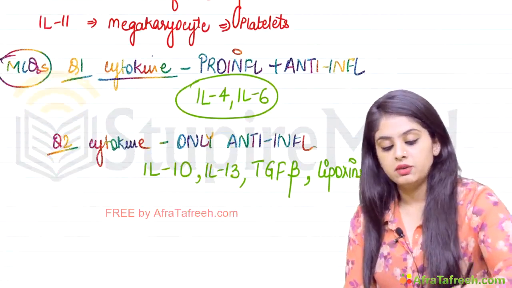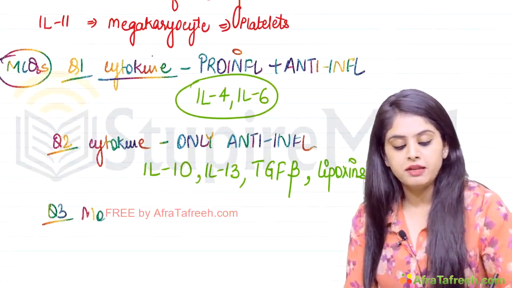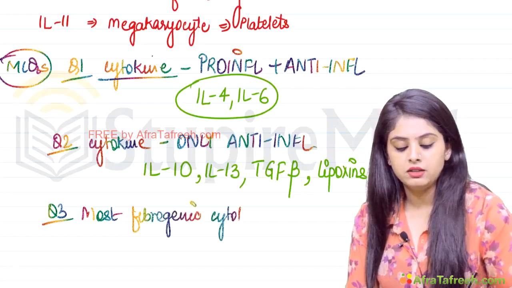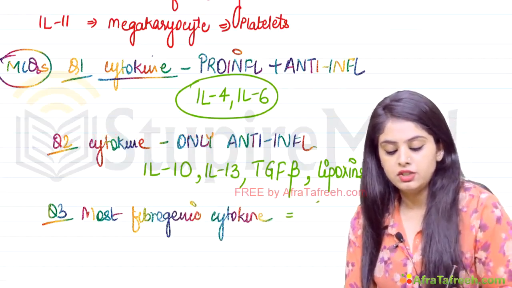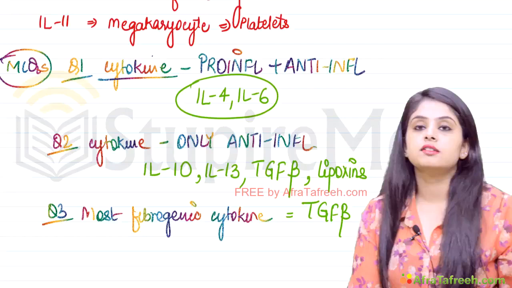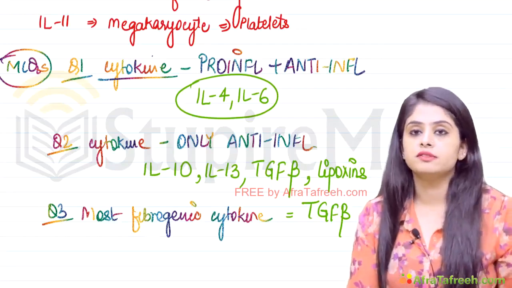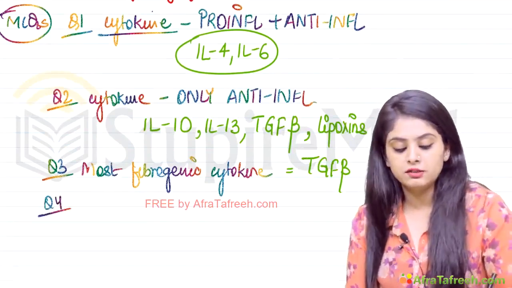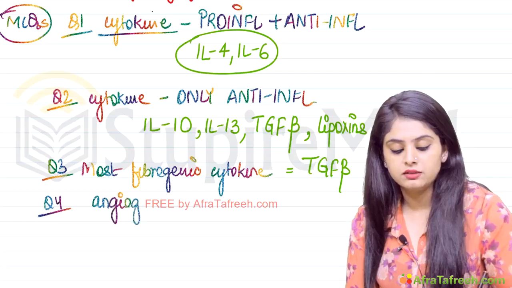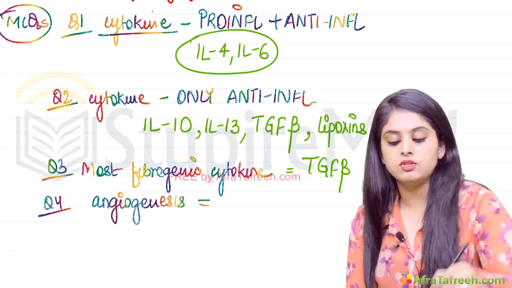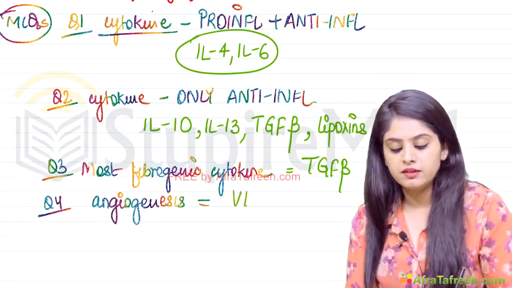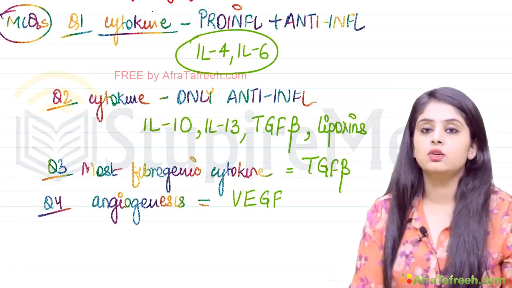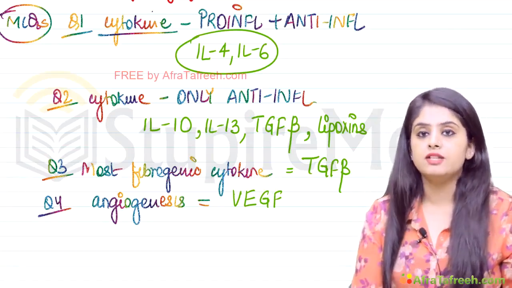The next question that we need to know, which is the most fibrogenic cytokine? The answer to this is TGF beta. This is the most fibrogenic, which induces fibrosis. The next question that we have, which is the mediator associated with angiogenesis? This is a simple one, that is vascular endothelial growth factor. Vascular endothelial growth factor, very important for angiogenesis.